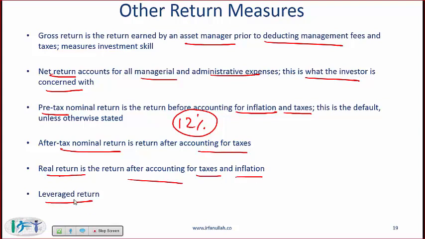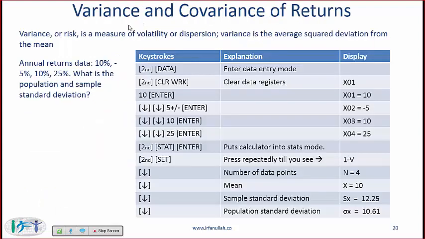Leveraged return is where you borrow money and invest. This is covered in detail in equity, but generally when returns are positive, then leveraged returns are larger than non-leveraged returns. But the risk is, if the market goes down or the investment goes down, then the losses are also leveraged or magnified.